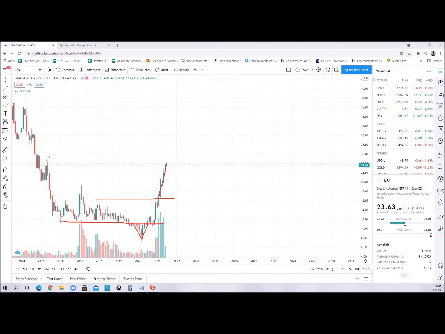Now, the area of interest to me is this. So I want to invest in this. I'm not really sure about how I'm going to do it, because this ETF that is tracking the price of uranium isn't available in the Netherlands. So I have to find another way to scale in a position in this instrument. But to me, it's a very nice setup.